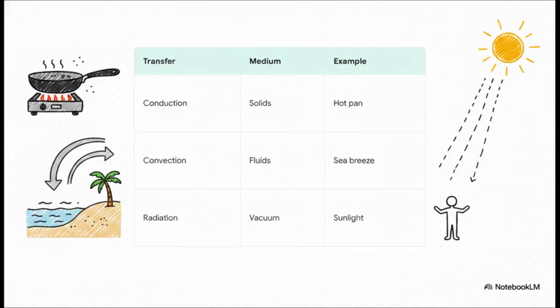Okay, here is your cheat sheet. Conduction transfers heat through stationary solid particles. Think of a metal cooking pan getting screaming hot on your stove. Convection moves heat via the actual movement of flowing fluids. This is exactly what causes sea breezes and land breezes on the coast. And radiation? That's heat transfer through electromagnetic waves that don't require any medium at all. That is exactly how we're warmed by the sun through the absolute empty vacuum of space.